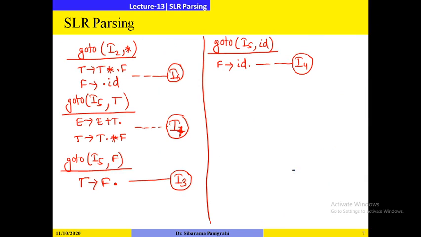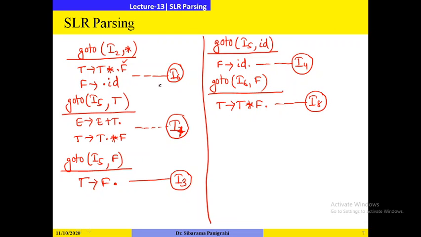Now we have to go through I6. So in I6 what we can jump? We can jump the F. So go to I6 comma F. So what we will get? We will get T gives to T star F dot. So whether it is an existing one or a new one, you see this is a new one. So what we will do? We will give it as I8.